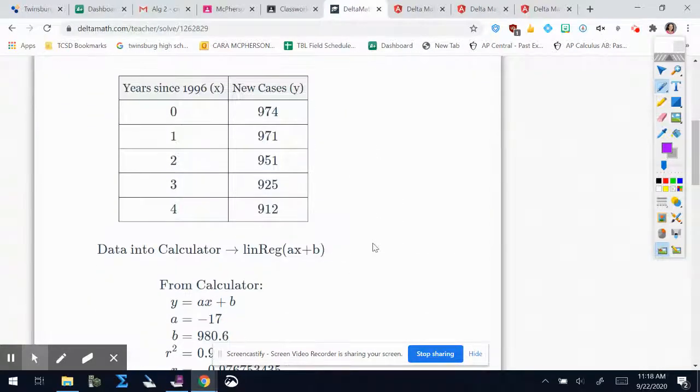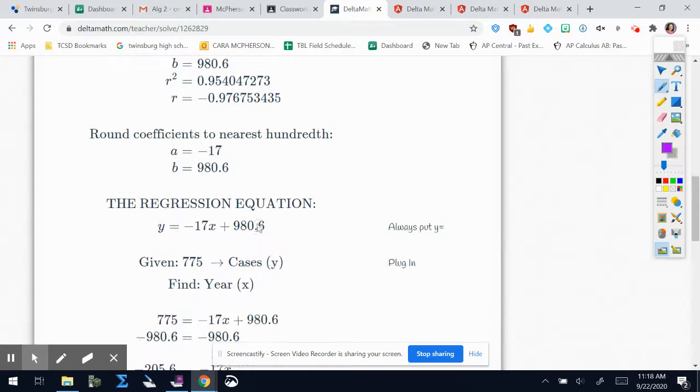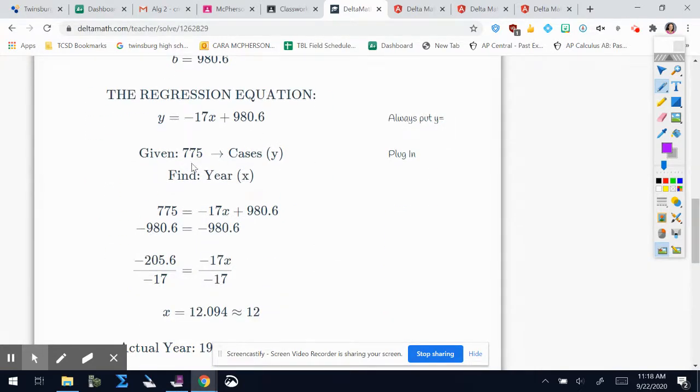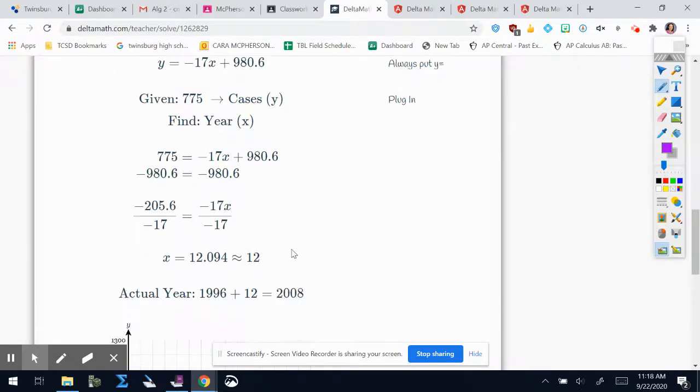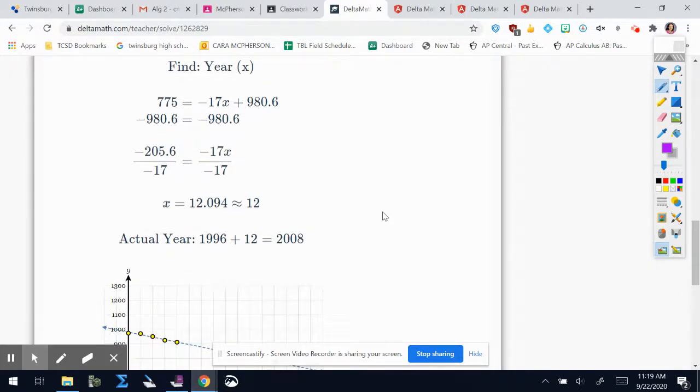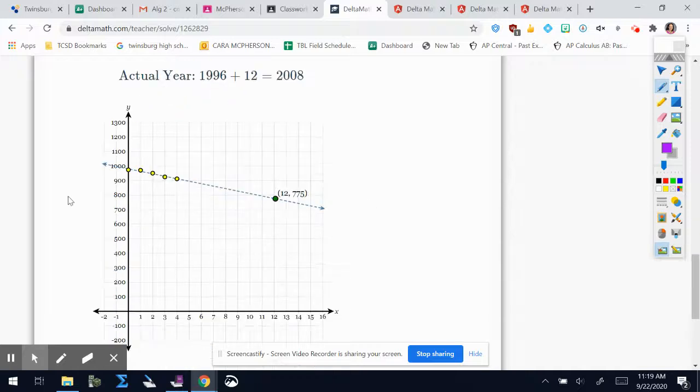And there you go. So you can see again the calculator values, how you round it. In this case, you really didn't need to round your regression equation. And again, if you're given a y value and you're solving for x, you put the 775 where y is, and then you solve that linear equation for x. It did want the nearest calendar year, which would be 12 years later. And here's my picture. You can see this negative relationship. So that is section 2.5, linear regression, scatter plots, and coming up with these equations and models.